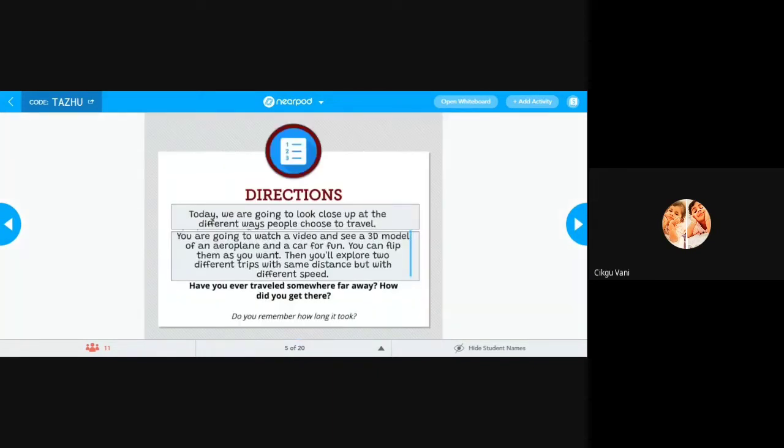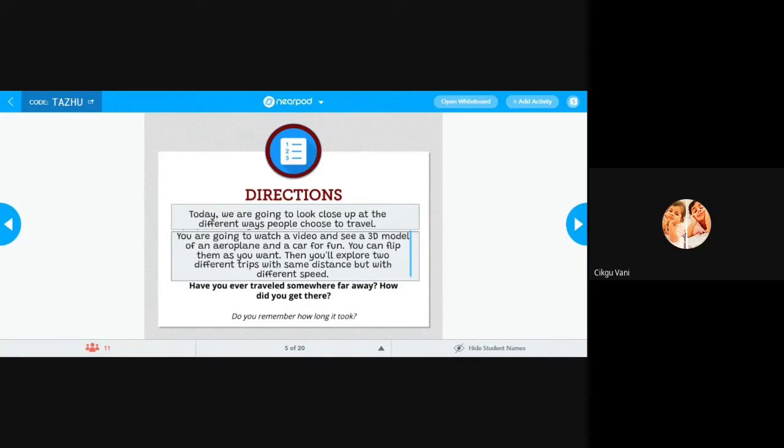Today we're going to look close up at the different ways people choose to travel. Ada banyak cara orang travel kan? Okay, you're going to watch a video. After that, you're going to see a 3D model of an aeroplane. Tonton video dulu, kemudian korang akan lihat satu 3D model of an aeroplane, dan juga car, okay?